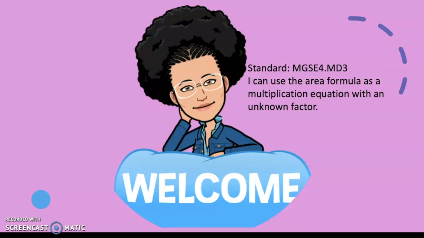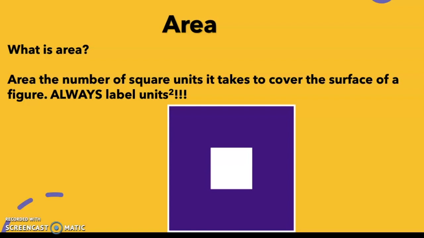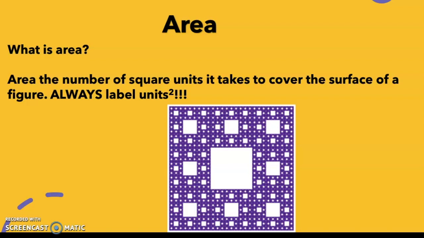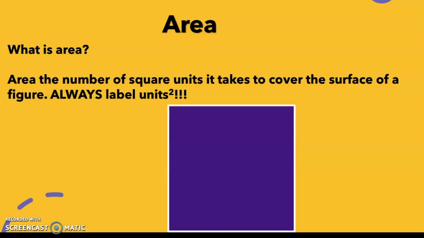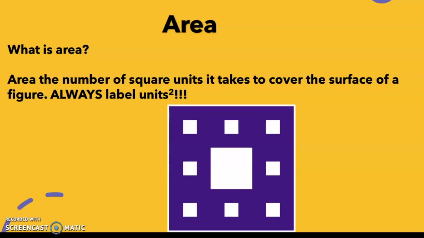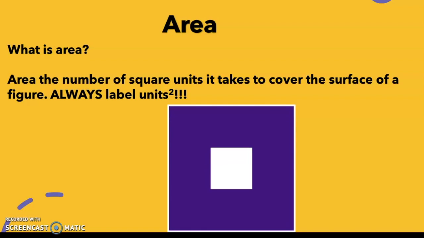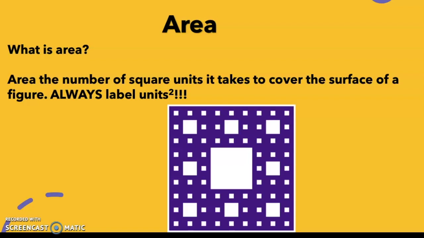Hello. In this video, you are going to be able to use the area formula as your multiplication equation to find an unknown factor. What is area? Remember, area lives inside your shape. Area is the number of square units it takes to cover the surface of a figure. Always remember, it's labeled as units squared.